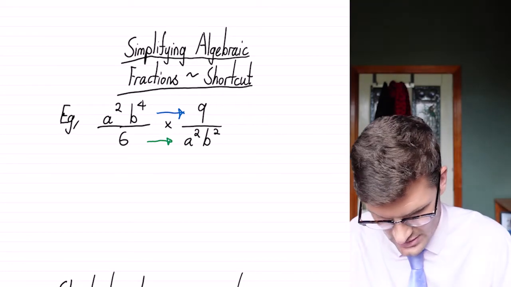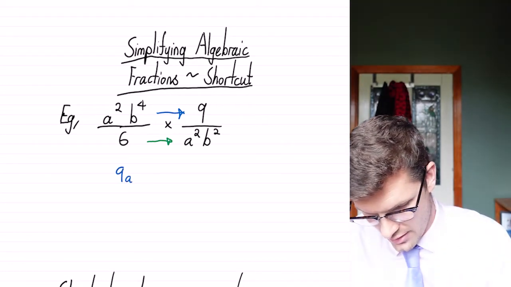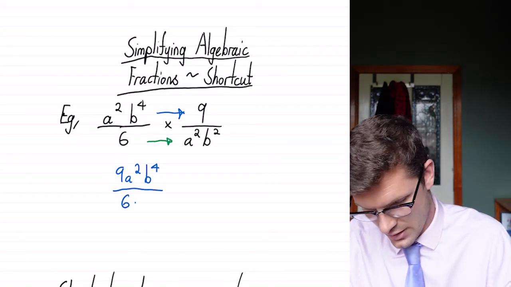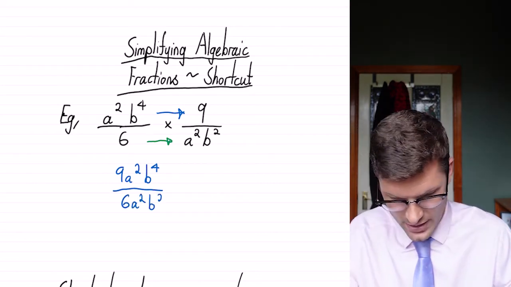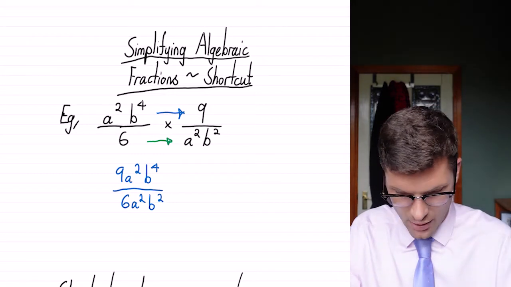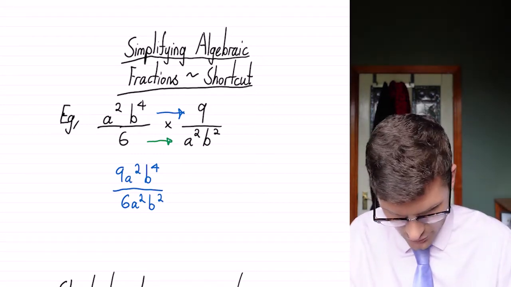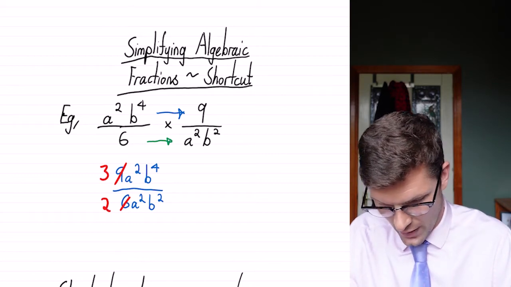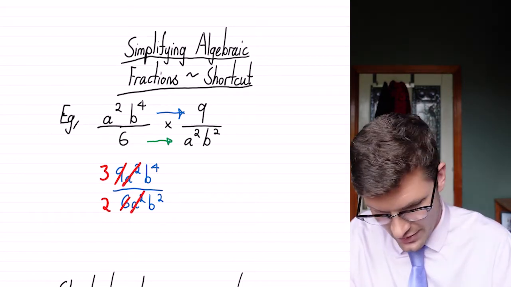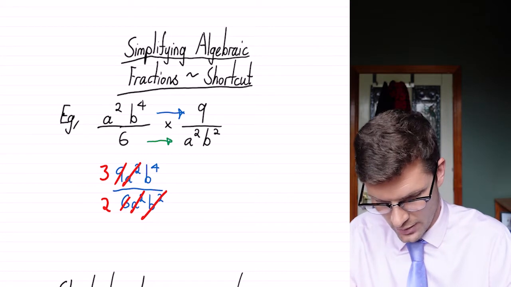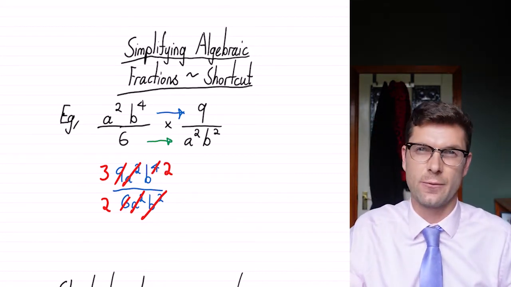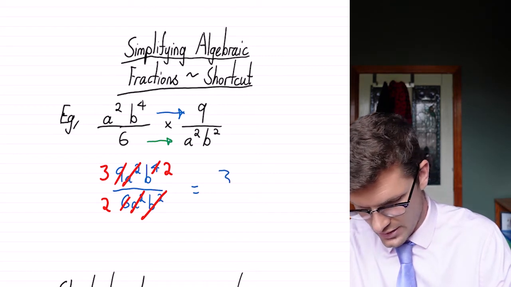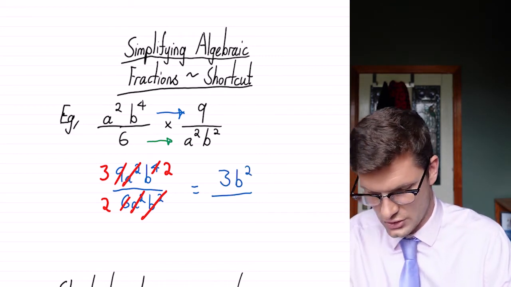So this one becomes 9a squared b to the power of 4 over 6a squared b squared. Then we start looking for our common factors between both of them. The 9 and 6 cancel to 3 and 2. The 2 a's on the top and bottom get rid of each other, and then 2 b's down the bottom get rid of 2 b's up the top, so we're left with b squared. So the final answer for this one is 3b squared over 2.